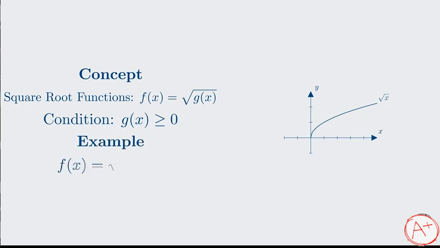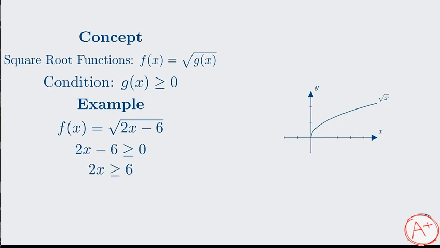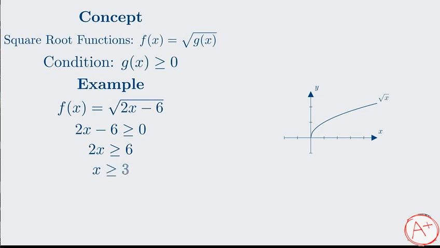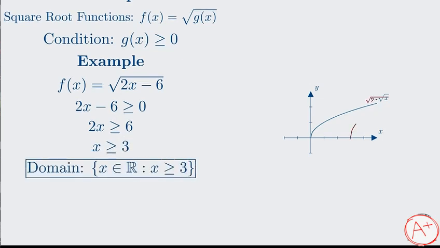Let's find the domain of f of x equals the square root of 2x minus 6. We set the inside expression to be greater than or equal to 0. Adding 6 to both sides, we get 2x is greater than or equal to 6. Dividing by 2, we find our domain. The function is only defined when x is 3 or greater.